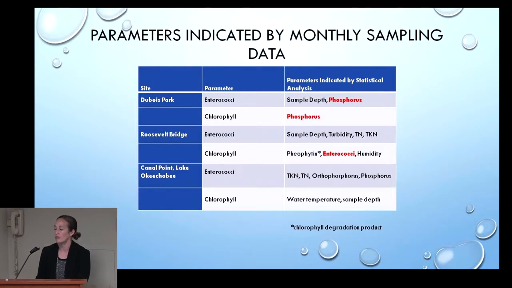Du Bois Park is not an area known for algae exceedances. It's on the Loxahatchee River, and they don't have these same issues, perhaps because there are no lake releases, but they both have phosphorus in common. Roosevelt Bridge didn't seem to show anything really with enterococci, and we didn't really have a lot in common with the lake data. So this is what we have learned so far, and in future work I hope to focus more on these findings.